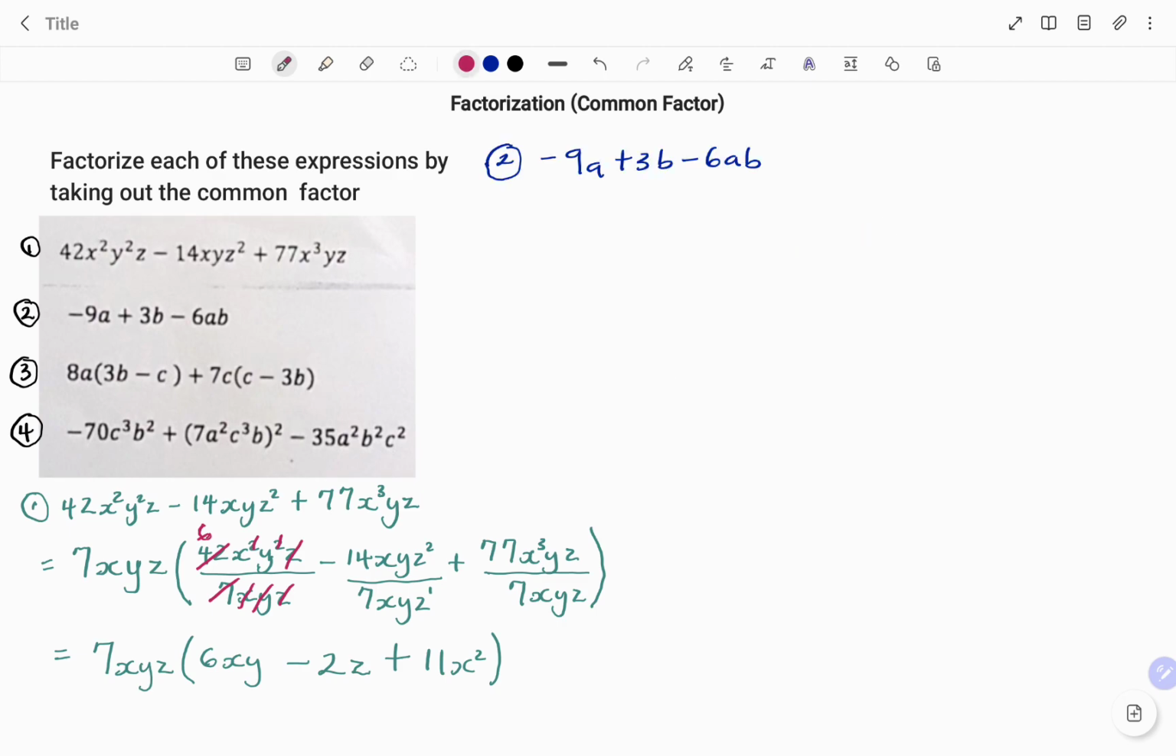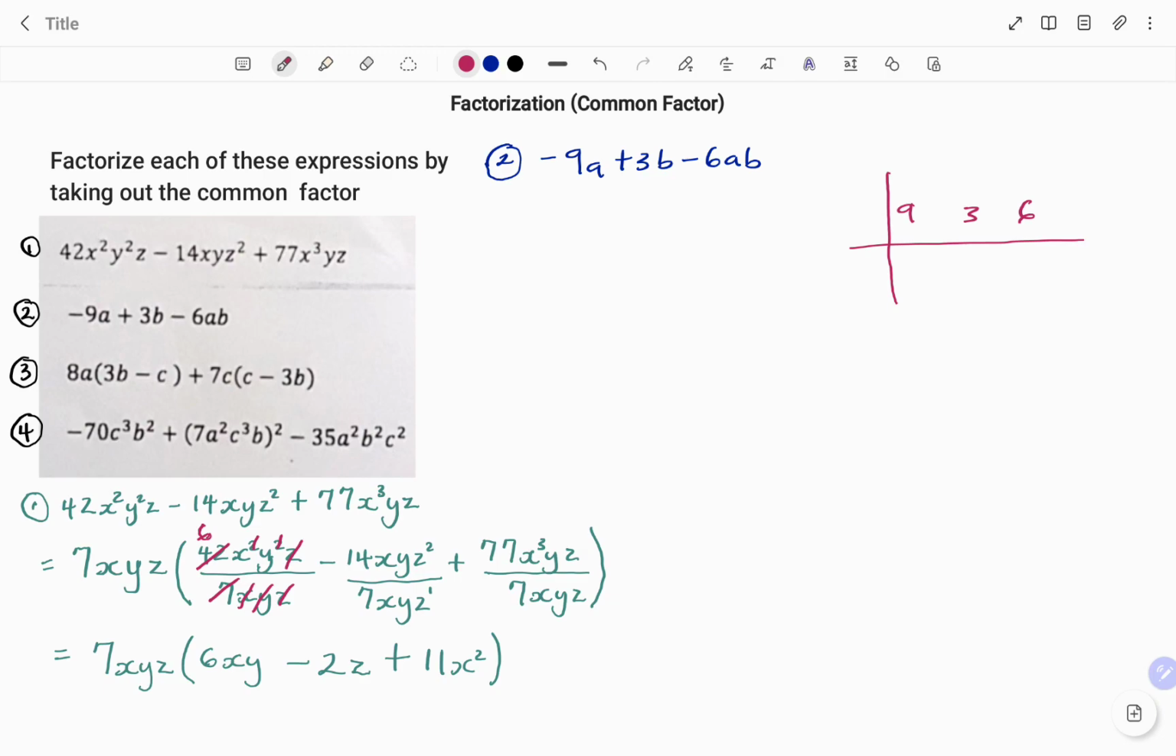In the second example, we have minus 9a plus 3b minus 6ab. If you check the variables, they all don't have the same common variable. We have a for the first term, b for the second, and ab, so they don't have a universal common variable. So we move to the whole numbers. The whole numbers are 9, 3, and 6.